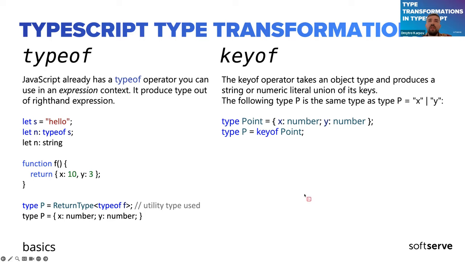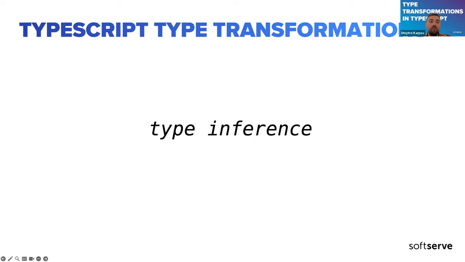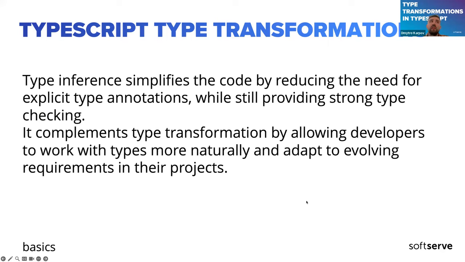I believe that's it, and we can move on to something really important to understand, type inference in TypeScript. And what is it? Type inference is basically an internal mechanism. It's a crucial aspect of type transformation in TypeScript, and the most interesting one. Type inference basically simplifies the code by reducing the need for explicit type annotations. What does it mean?